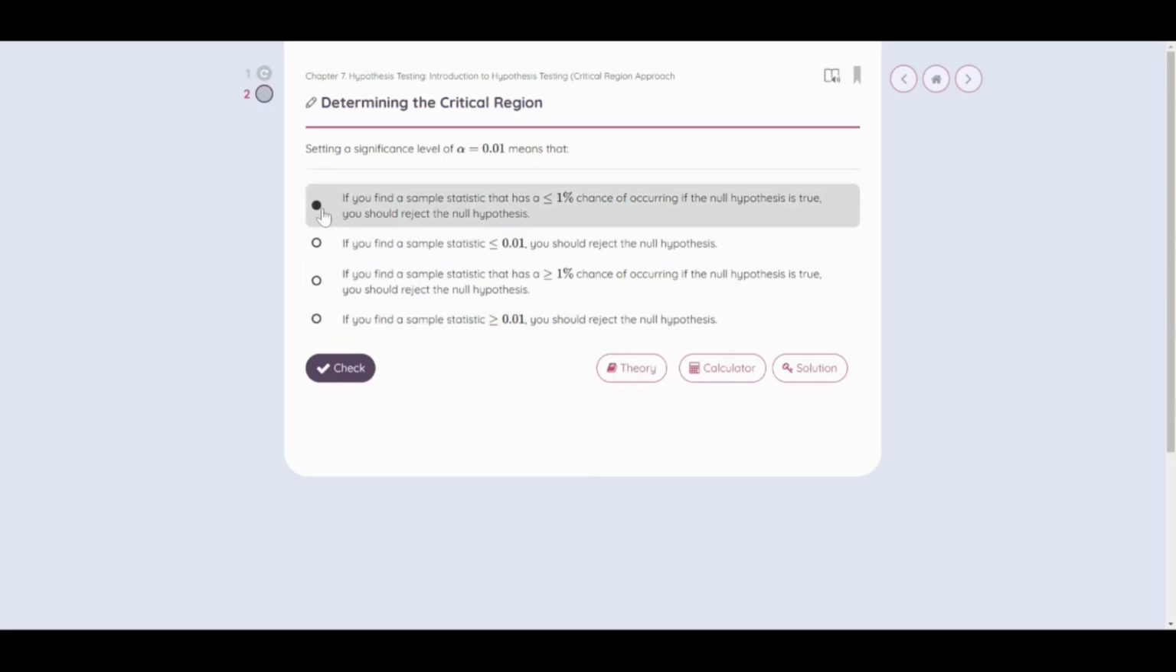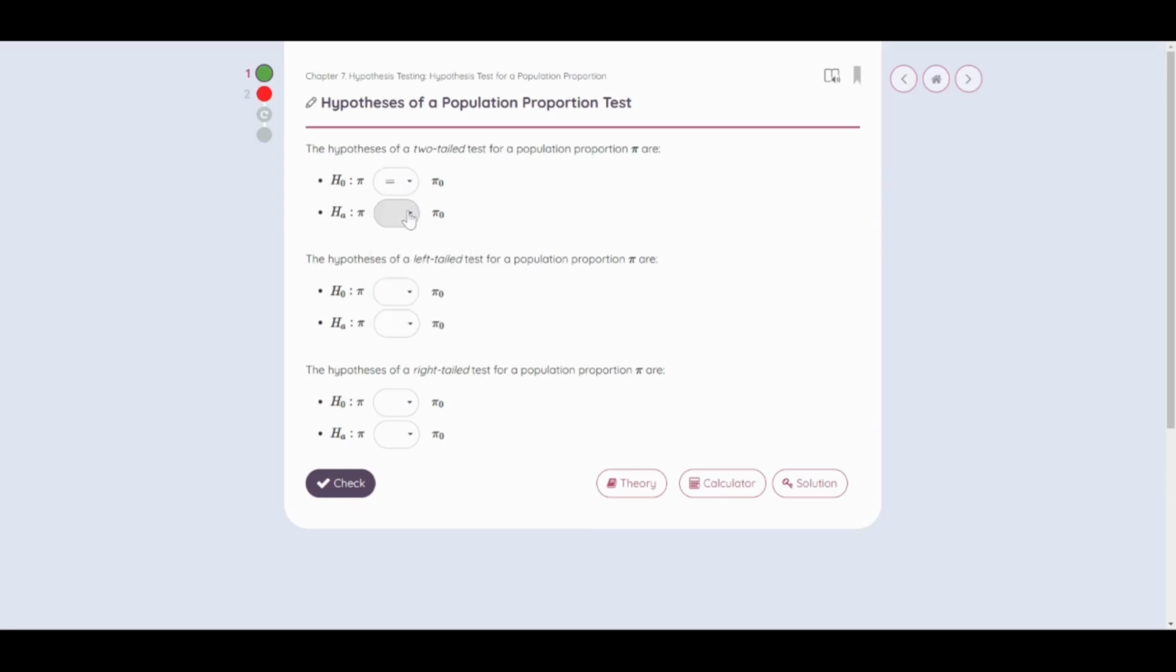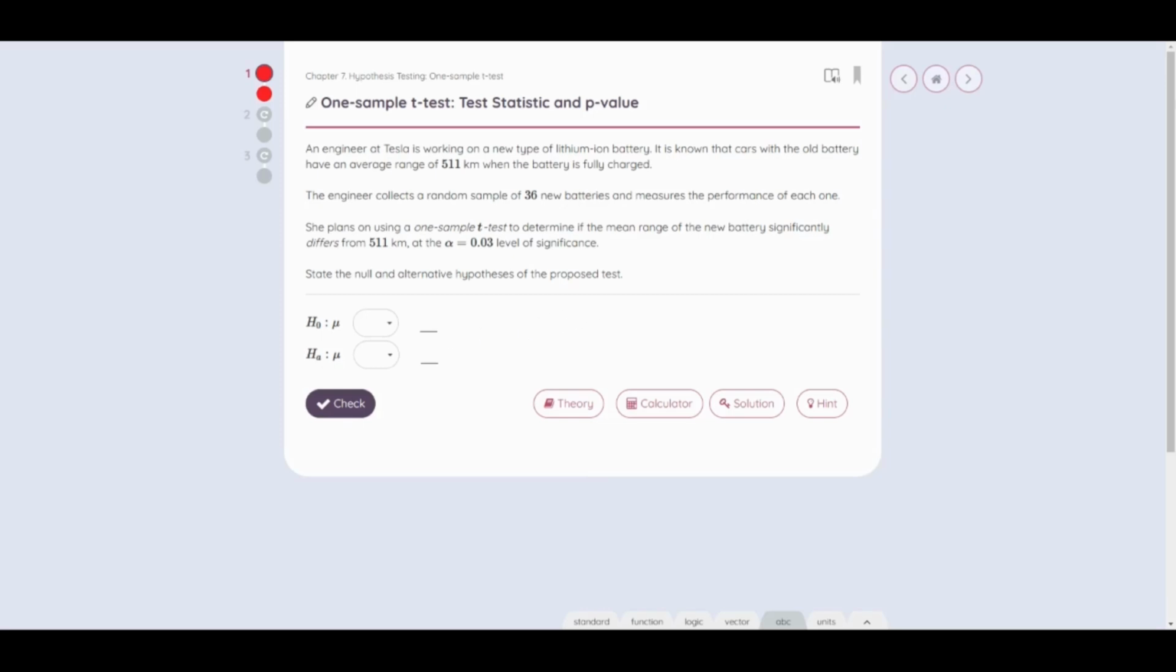Students learn about determining the critical region, and then they can practice with some theoretical questions. Next, we go into hypothesis testing for a population proportion. For example, students have to choose the correct signs to define the null and alternative hypothesis. Lastly, students learn how to use a t-test to perform hypothesis testing for a population mean.